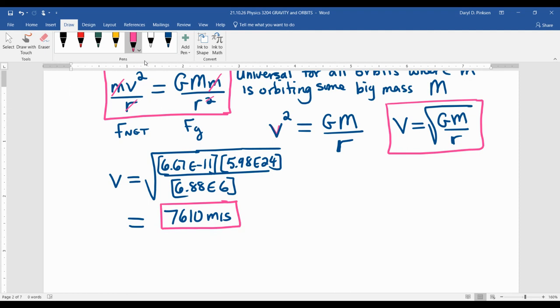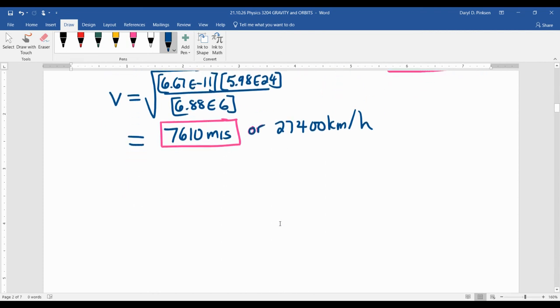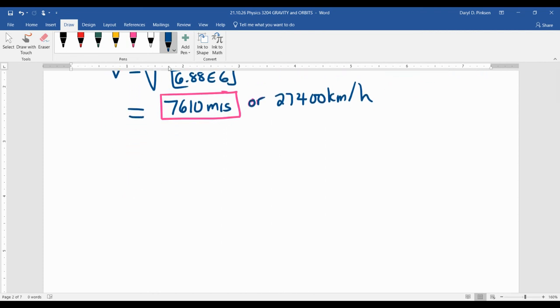And if you want to change that into kilometers per hour, it works out to 27,400 kilometers per hour. So just 7.6 kilometers per second. That's the rate at which it's going to whirl around the Earth. And so here's our Earth. There's our satellite, 500 kilometers from the Earth's surface.